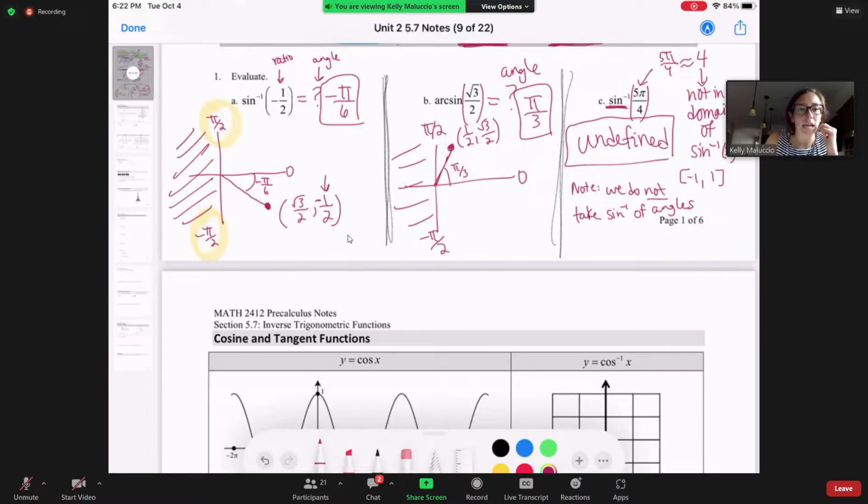And then hopefully we'll see some good examples after we see each type of trig function.